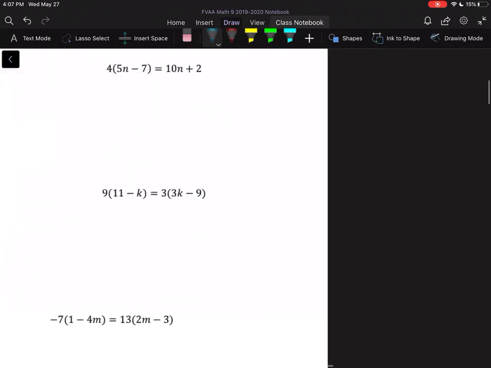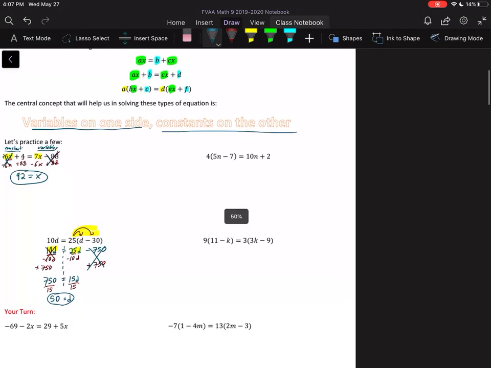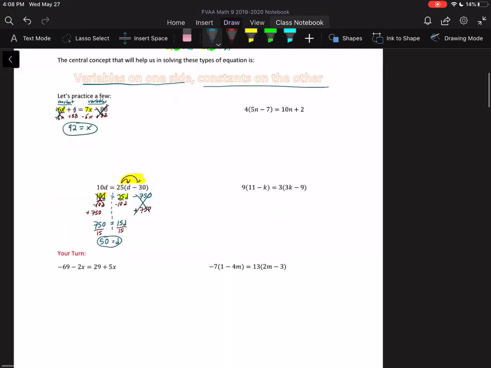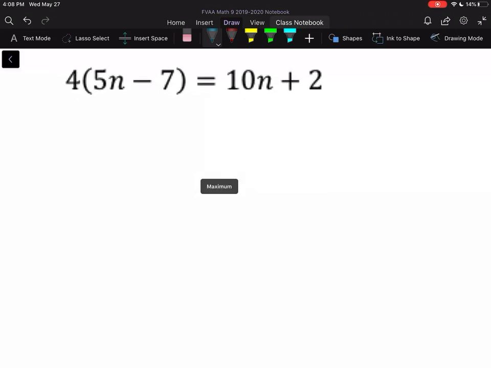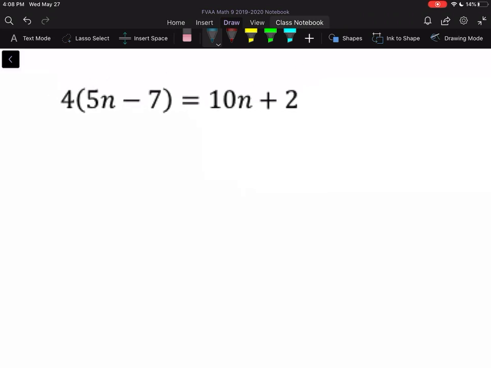Okay, let's try another one. We're just working through these quickly, and you'll get a chance to practice a few of these as well. Again, here, dividing by 4 on both sides wouldn't make sense because I'd end up with two fractions. So I'm going to distribute the 4 into my bracket. 4 times 5n is 20n, and 4 times negative 7 is negative 28.